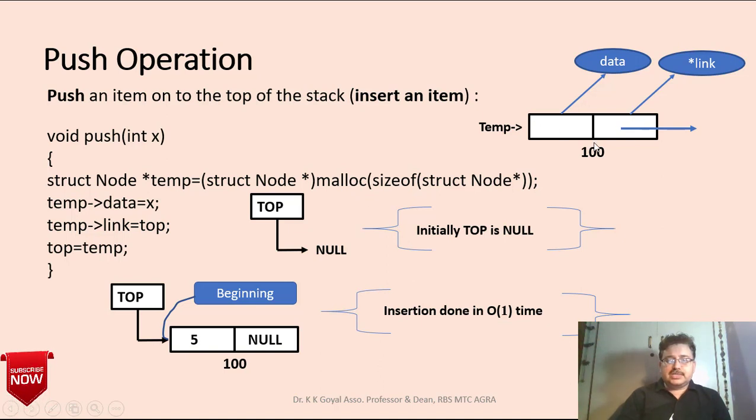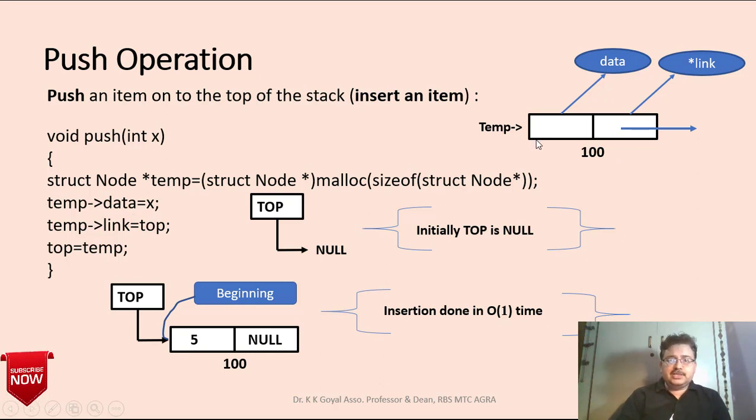So suppose this is the structure of our node. Suppose the address of that node is 100 and it has two parts, one for data and one for address. The malloc function will return this address, so we need a pointer variable to hold it. I am taking pointer temp. This variable will hold the address of the memory which was recently allocated by the malloc function.